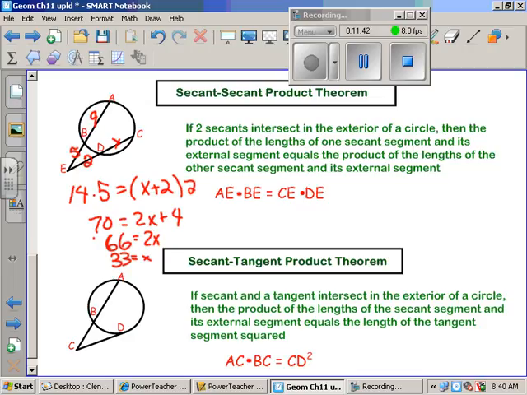Yep. So you're not doing just the longer part times the smaller part equals the. It's the whole thing times just the outer, and this whole thing times just the outer. So it'll always be set up like that. Yep.